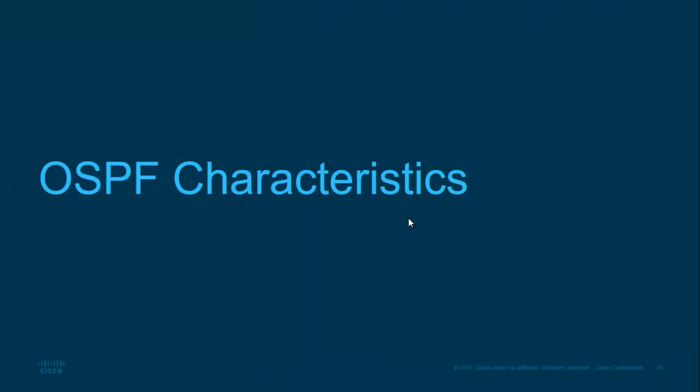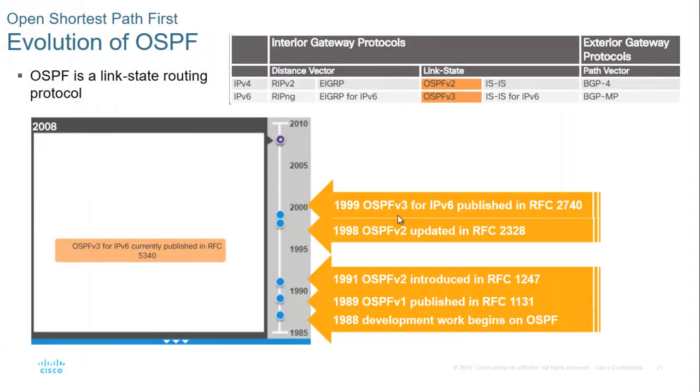So first, let us look at OSPF characteristics. Previously, we have learned about two examples of dynamic routing, which are RIP and EIGRP. So how do OSPF characteristics differ from these two? The first thing is that OSPF is a link state routing algorithm. EIGRP is like a mesh, but it is based on distance vector. RIP is distance vector. OSPF is actually a link state routing protocol.